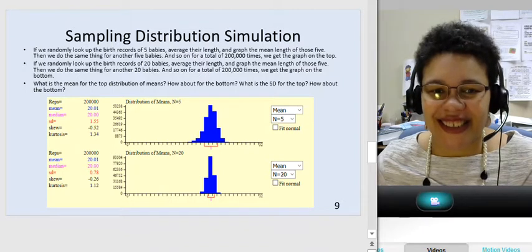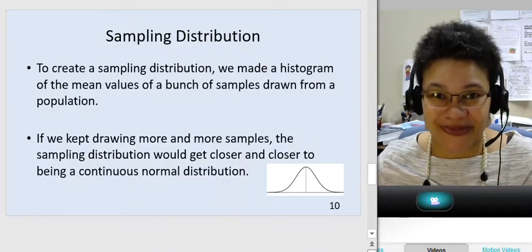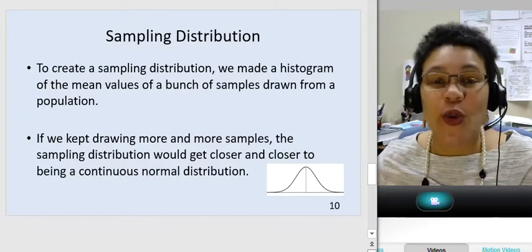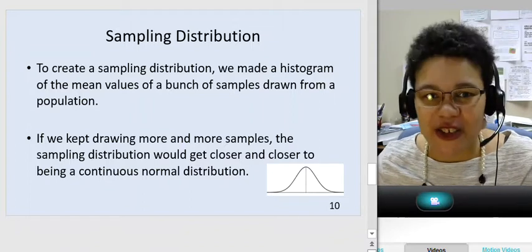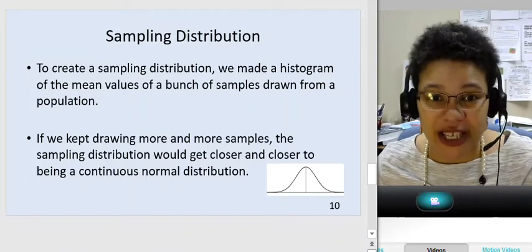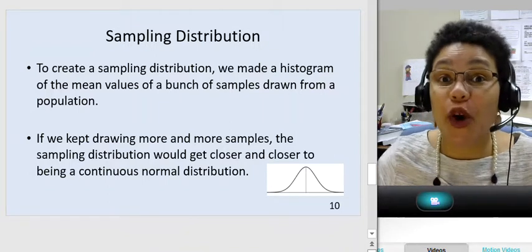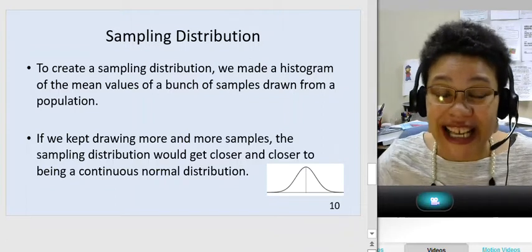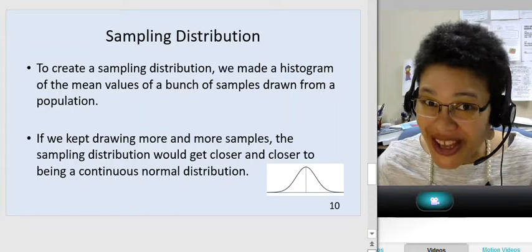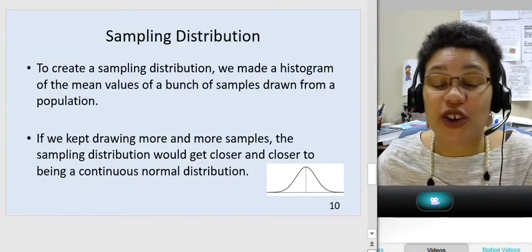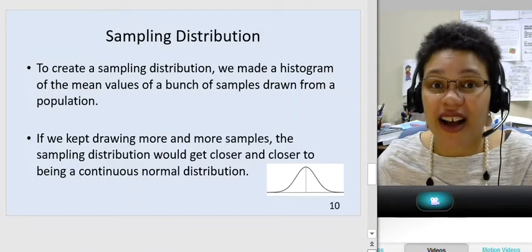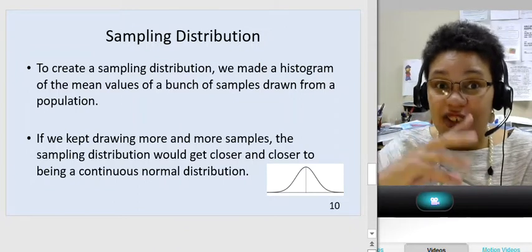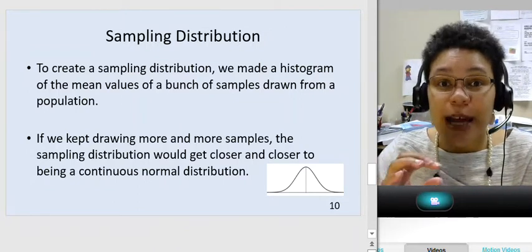So you get the picture, right? To create a sampling distribution, we made a histogram of the mean values of a bunch of samples drawn from the population. If we kept drawing more and more samples, the sampling distribution would get closer and closer to being a continuous normal distribution. Okay? So we're seeing that it's a distribution of averages, not a distribution of lengths. It's a distribution of average lengths from a whole bunch of different samples, the sampling distribution.